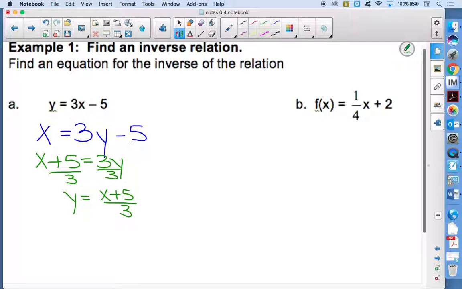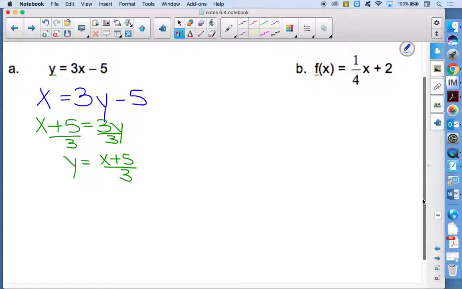So solve the equation for y, get the variable by itself, and then write it back with the notation showing that you found the inverse from the equation that you started with. So the inverse of f equals x plus 5 divided by 3.